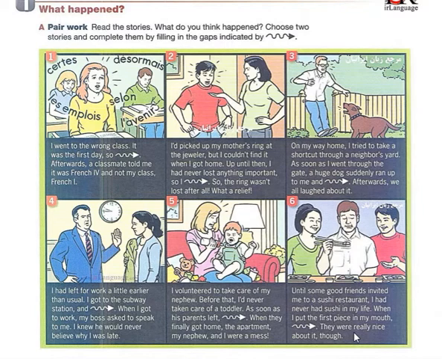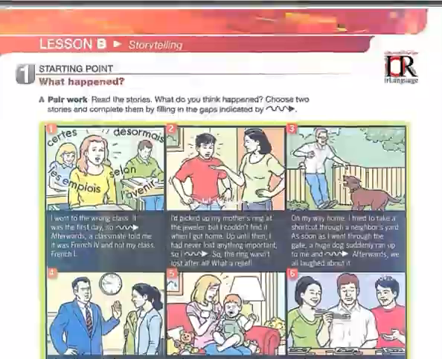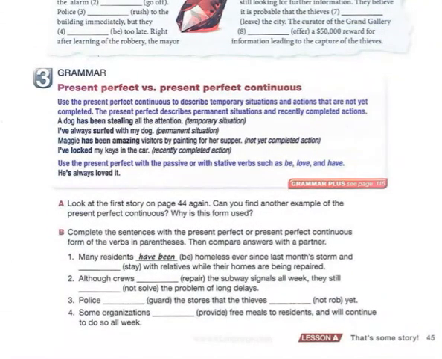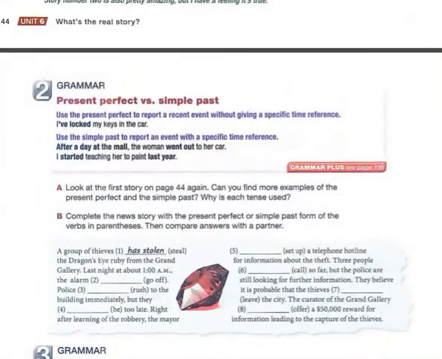Now, I'll talk about the last class. We talked about the present perfect and the simple past, which was the first grammar note that we had. Sorry, the uses of present perfect versus simple past, not the present perfect continuous.